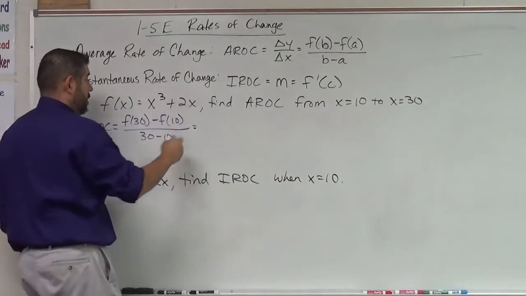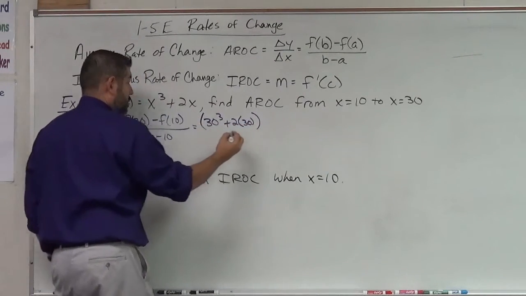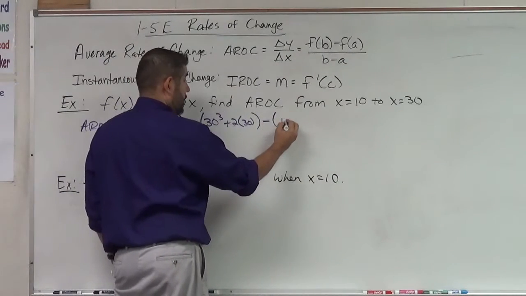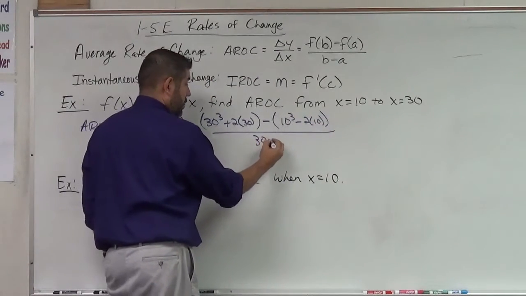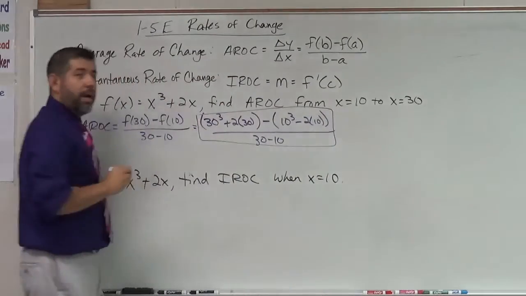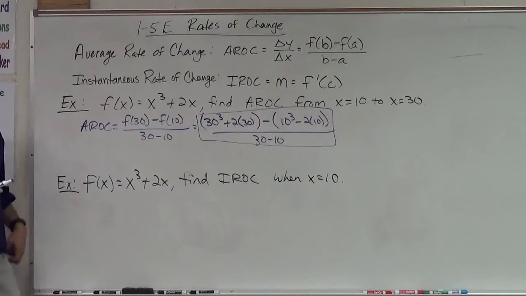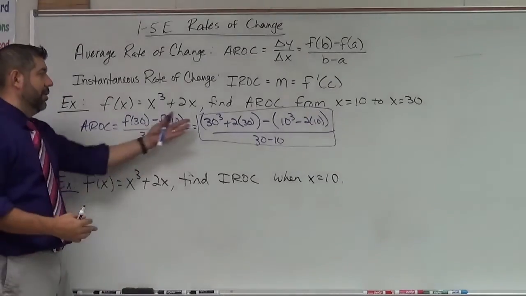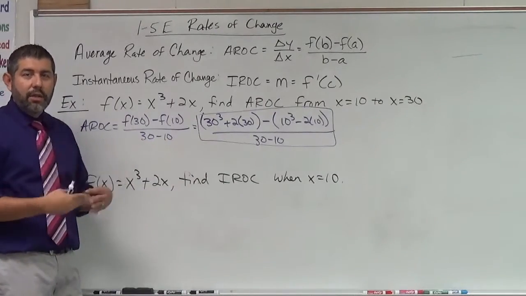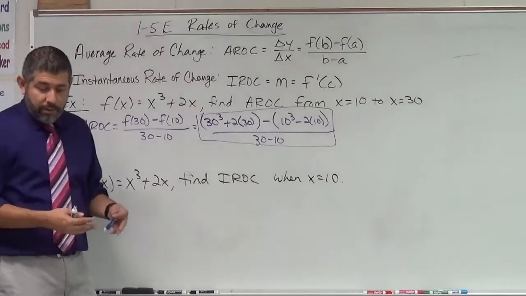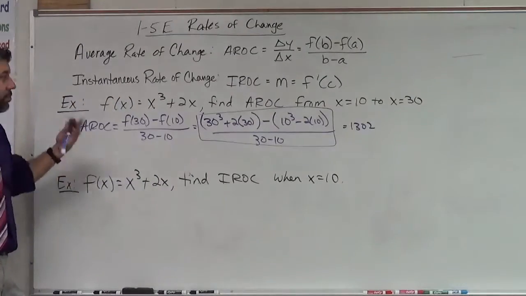So I'm going to plug these values in, and I'm going to get 30 cubed plus 2 times 30, that's that first part, minus f of 10, which is going to be 10 cubed plus 2 times 10, all over 30 minus 10. And that's good enough for us, all right? If some of you are going, oh, I can't handle seeing it that way, that's a perfectly okay answer. We're not going to use it again. If we were going to use the actual value again in another problem, then we'd want to find out what that actual value is altogether. But I think I did that in the calculator correctly. I got 1302. But we can leave it like that.